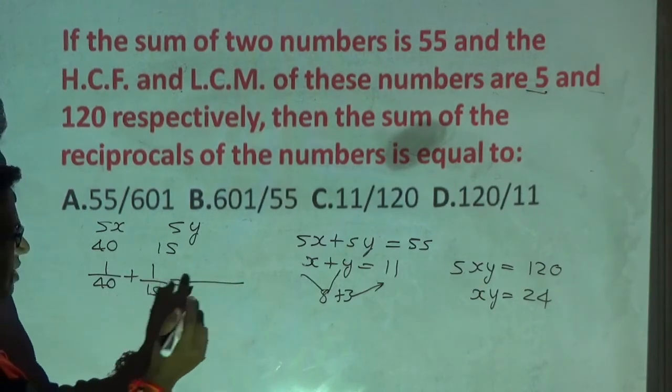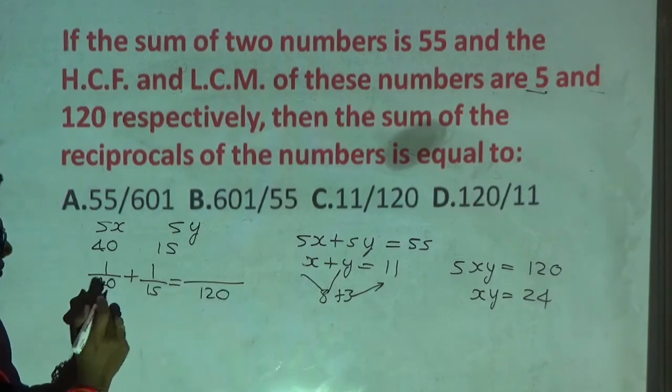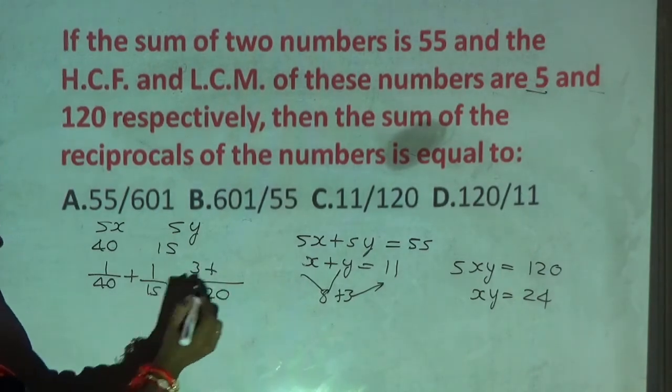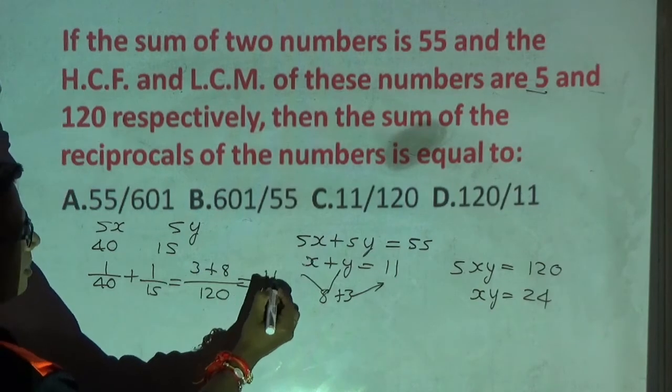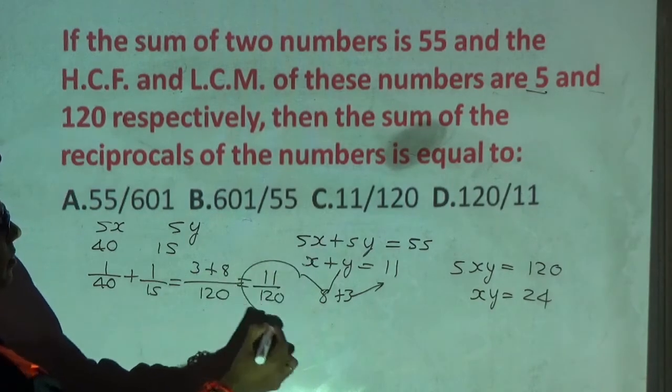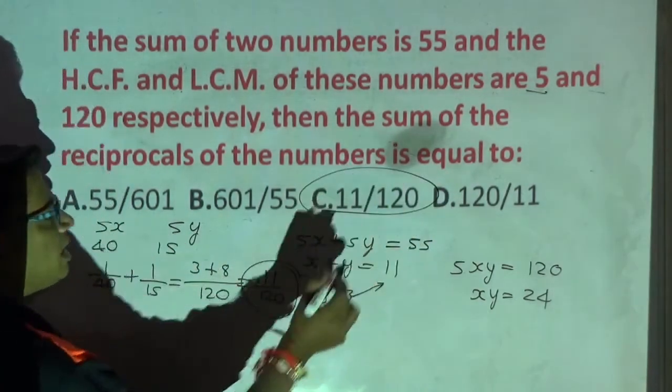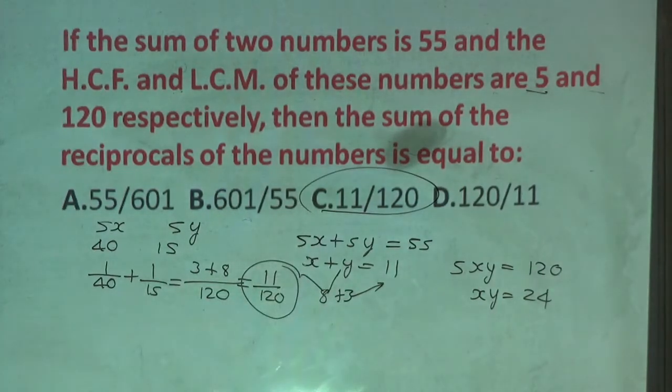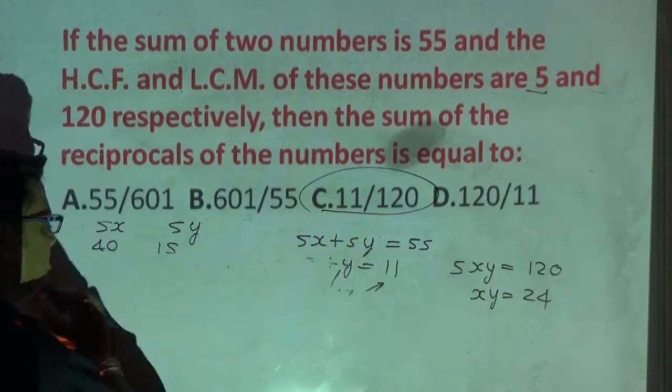So what is the LCM? LCM is 120, correct? 40 3s are 120, 15 8s are 120. What is your answer? 11 by 120, option C. Hope you understand this problem. Very simple, right? The only thing is you have to apply the concept. That's it.